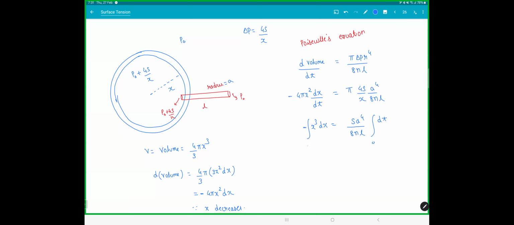Limits: when time is 0, radius was capital R, and this was x, and this was t. This would be x power 4 minus r power 4 by 4. Minus n goes that side, S a power 4 time by 8 eta L. We get x is equal to r power 4 minus S a power 4 time by 2 eta L, whole to the power of 1 by 4. Check.